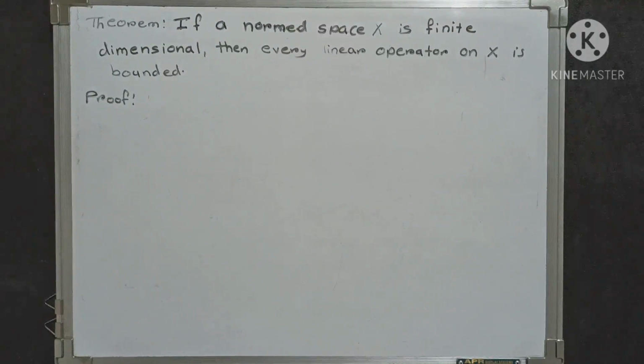Now in this lecture we see the theorem related to bounded linear operator. So the first theorem is, if a norm space is finite dimensional, then every linear operator on capital X is bounded. That is we have to show. So we start with a norm space which is finite dimensional.